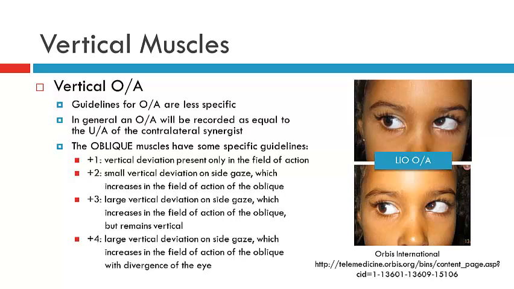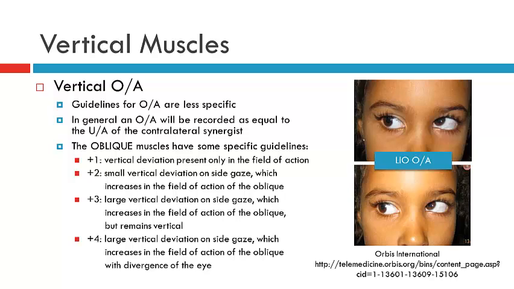Vertical overactions are a little bit more difficult to assess as compared to underactions, as the guidelines are less specific. Now, in general, if you notice an underaction, then the contralateral synergist will be recorded to have an overaction of the same amount. You need to obviously perform a cover test in that position and confirm that you think that the underaction is equal to the overaction, but often this may be the case.